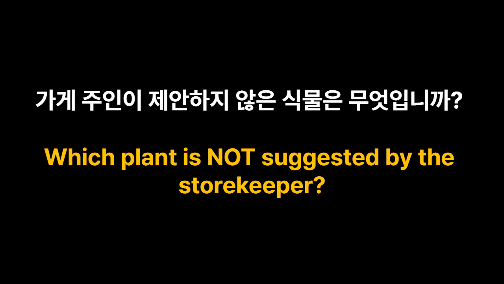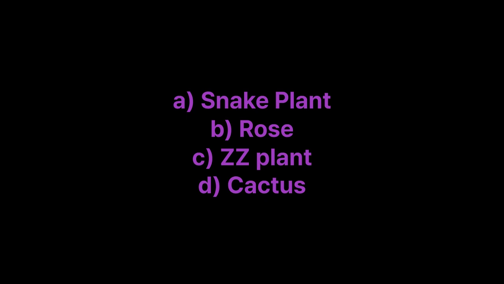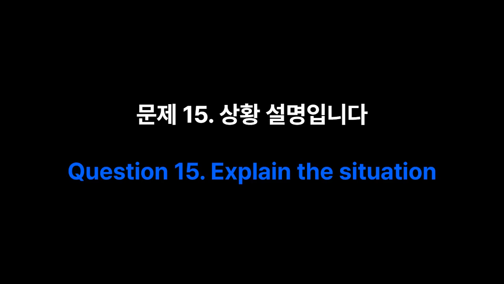Which plant is not suggested by the storekeeper? A. Snake plant. B. Rose. C. ZZ plant. D. Cactus. The answer is B.